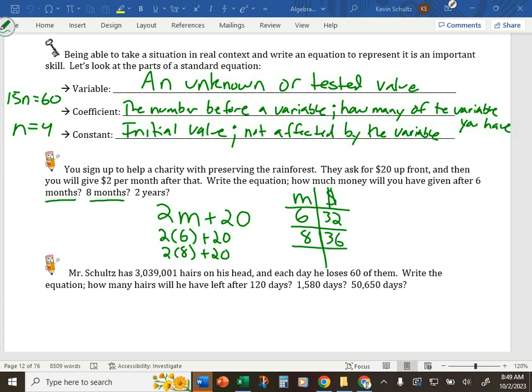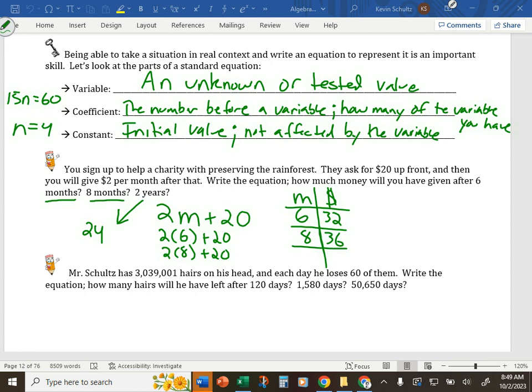How about 2 years? What's being plugged in for M here? Chance? I got 68. And how'd you get that? Well, I did the 2 years, I converted it to months, which is 24. And I times it by 2, and then added 20.